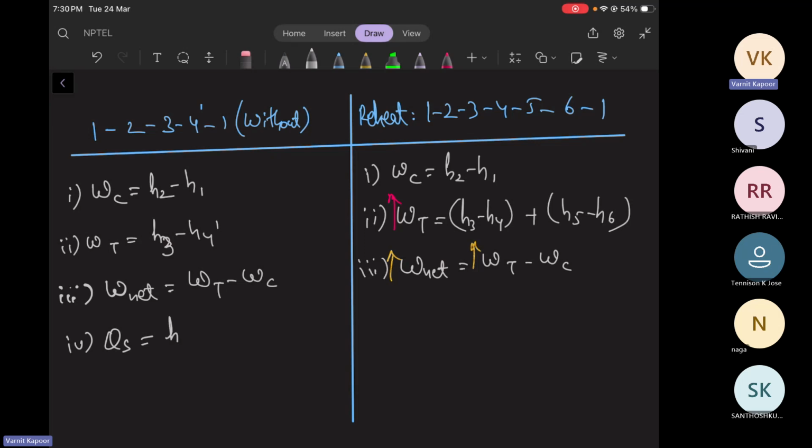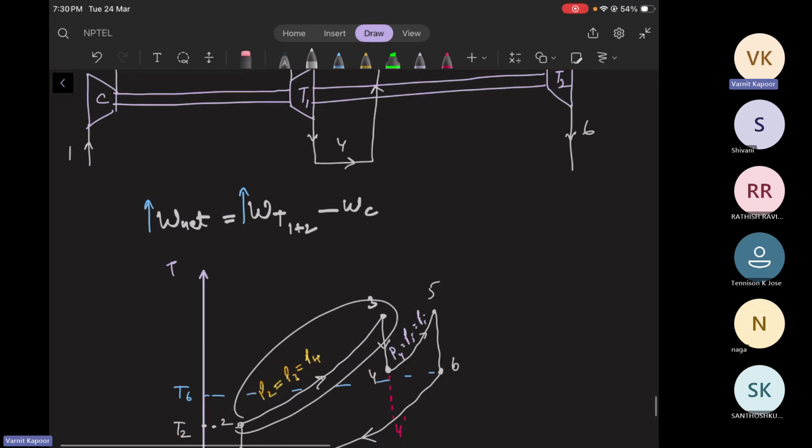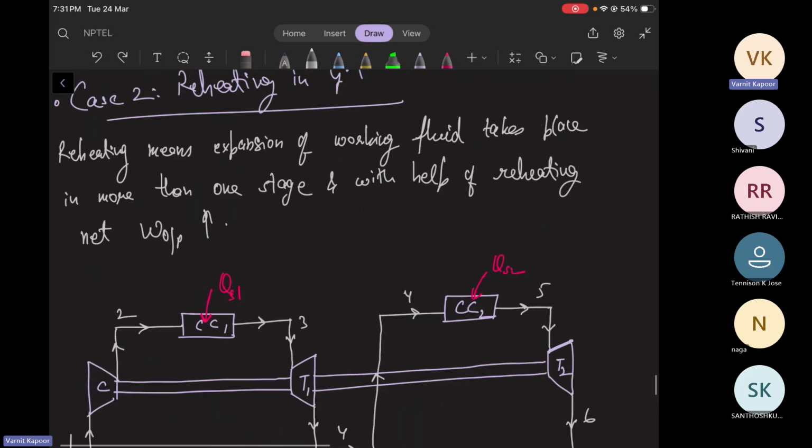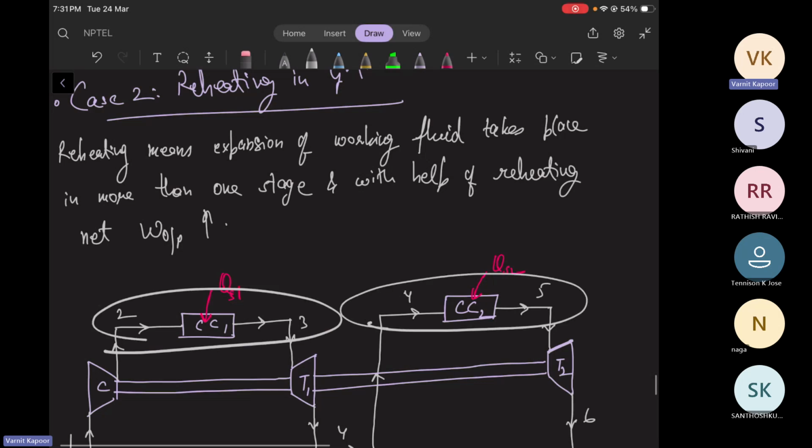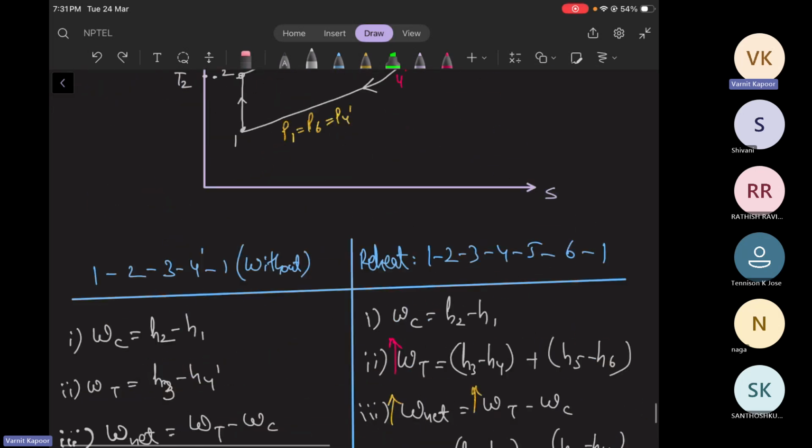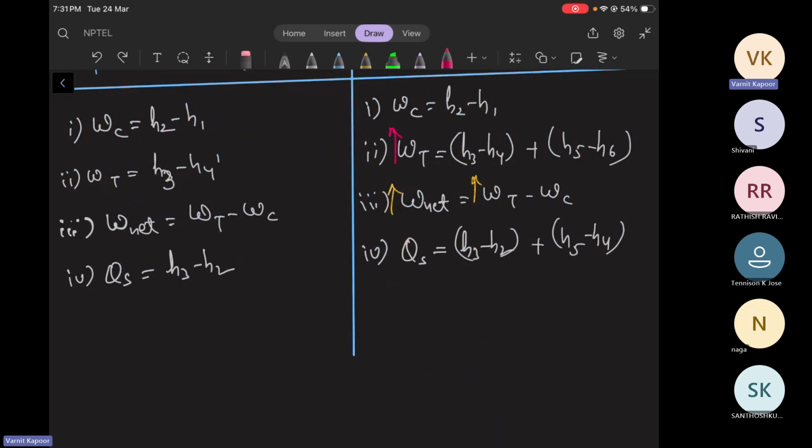Now heat supplied, fourth. Q supplied was earlier H3 minus H2, but this time reheating has been done, so 2 combustion chambers are there. So one is H3 minus H2 plus H5 minus H4 also. One heating is from 2 to 3 and another is from 4 to 5. So again, net heat supplied has been increased.